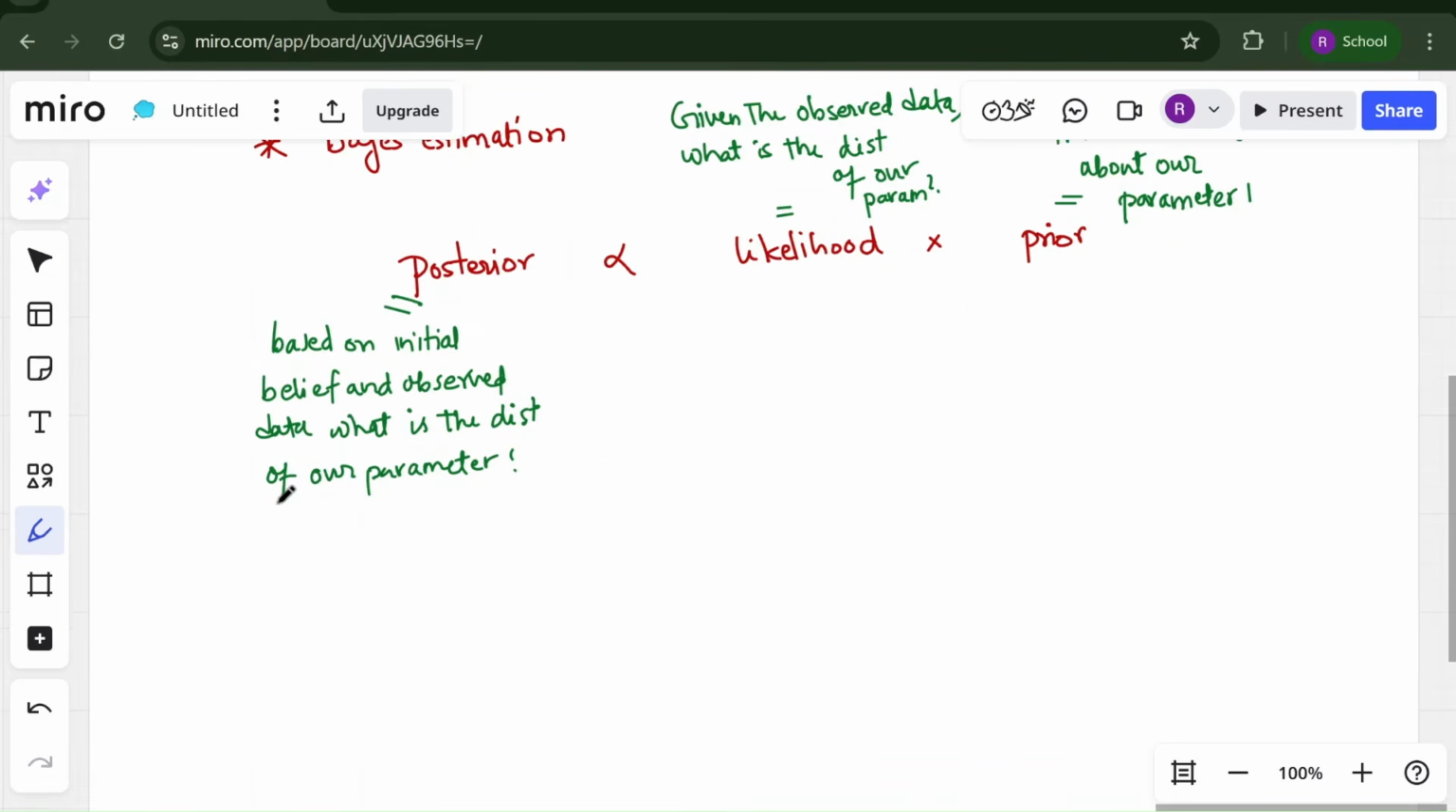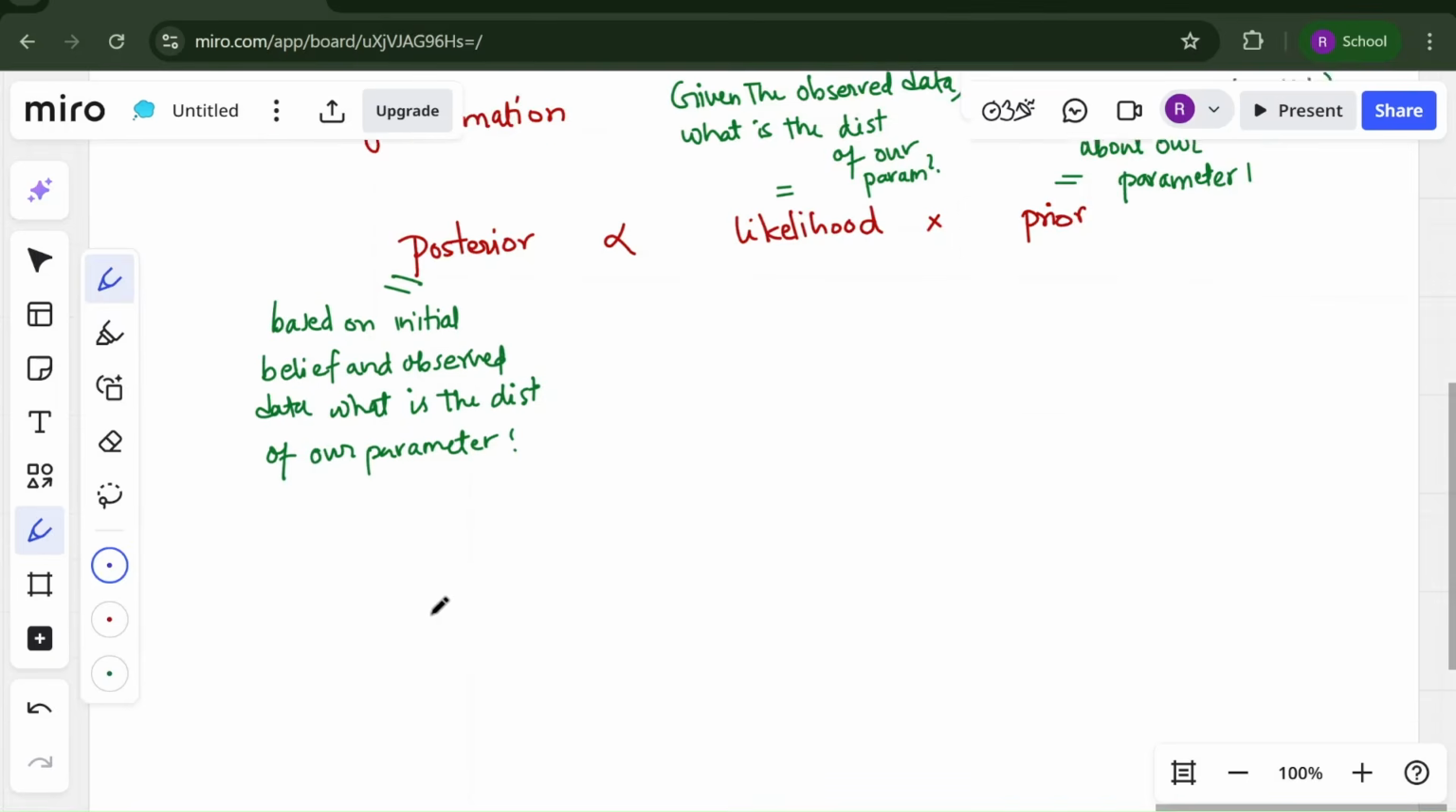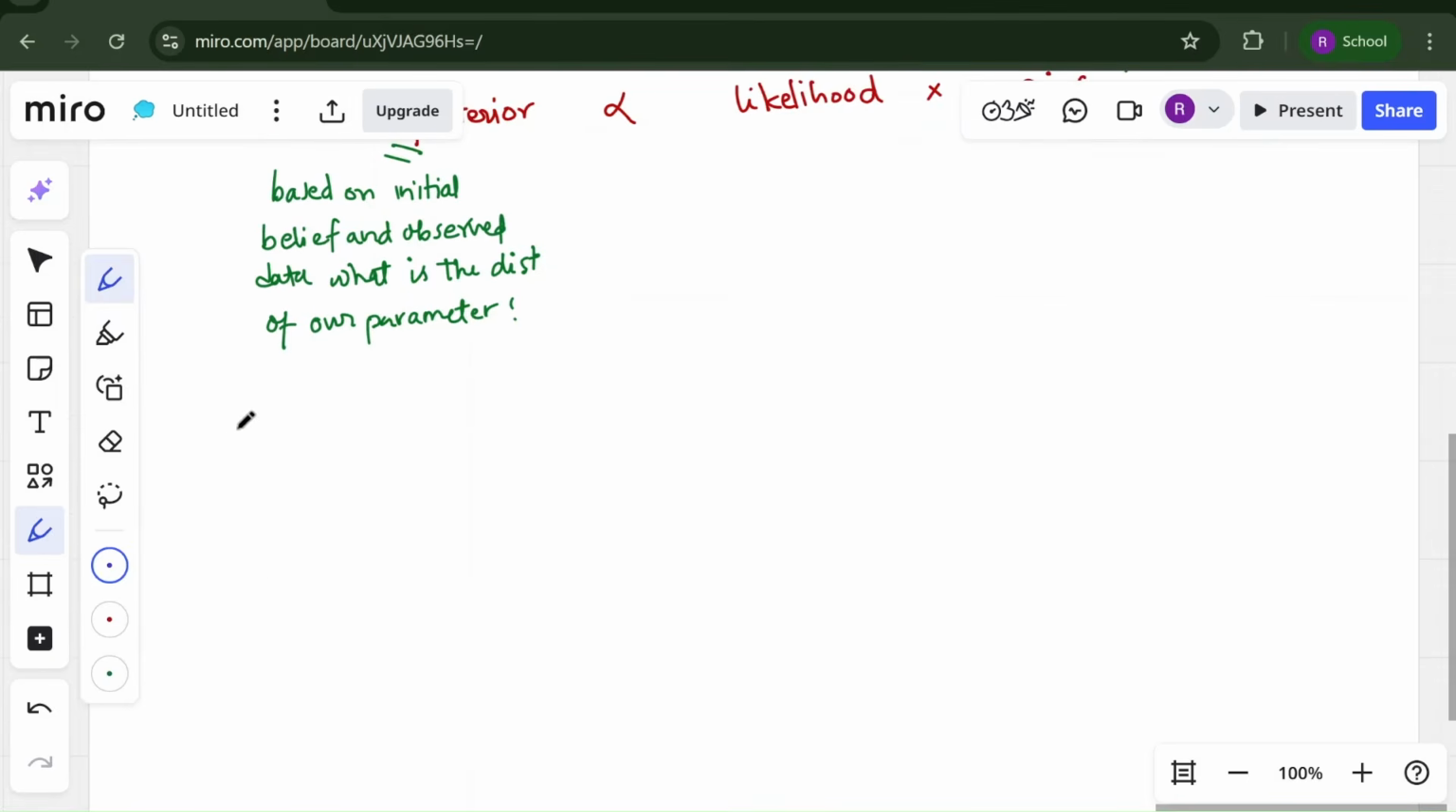Okay, and we will not consider random priors and random posteriors. Priors are always chosen conveniently. Priors or prior distributions are chosen conveniently. What do I mean by conveniently?